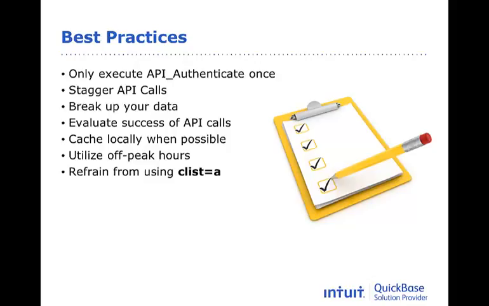Keep in mind the frequency with which you require the data when querying. If the data is relatively static, cache locally to avoid constant API calls to QuickBase. Schedule process-intensive work during off-peak hours. When using API do query against a table with a large number of fields, refrain from using CList equals A. This parameter will return every field in the table and can cause performance issues.